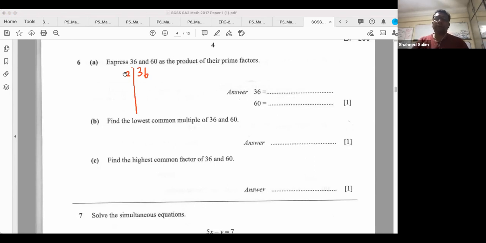But what's your answer down here? You must have 2 squared times 3 something now. Okay, we'll show you in a moment. One minute, you try first, one minute. I don't interfere.